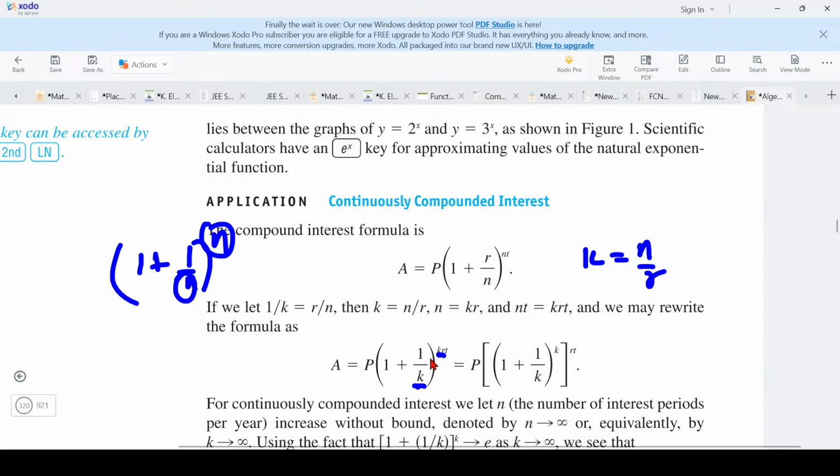Now this one, you can again send this R outside, right? A power m, whole power n is A power mn. Won't it be 1 plus 1 by k, if n becomes kr? They only left it as 1 by k. See, R by n is 1 by k. You got it, no?